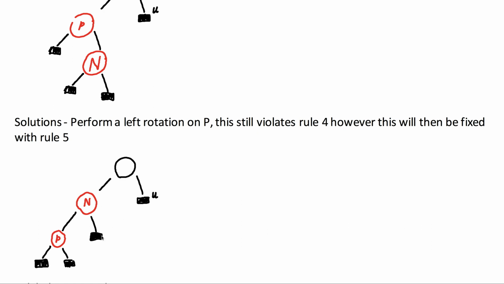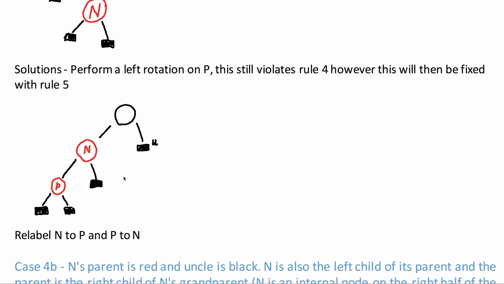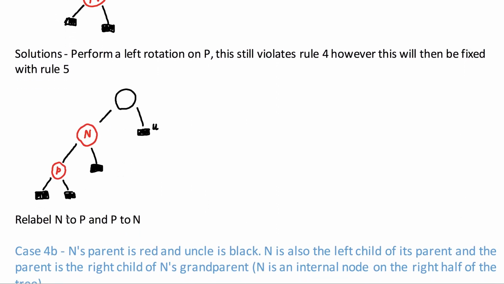All right, so as you can see, we just rotated P and N around each other, to kind of give us this new tree structure right here. And then, of course, we would just relabel N to P and P to N in order to kind of indicate their new orderings in the tree.